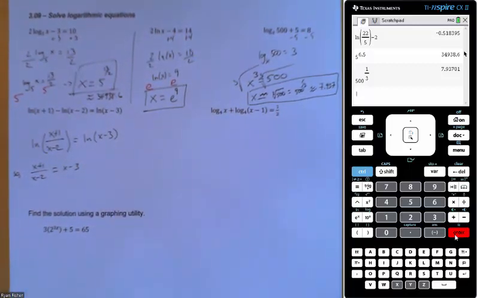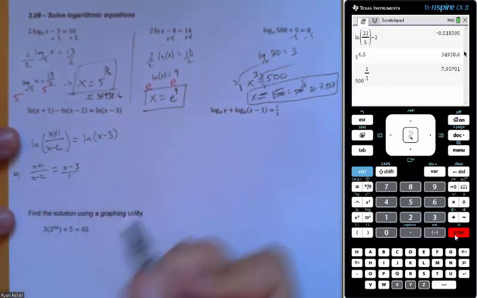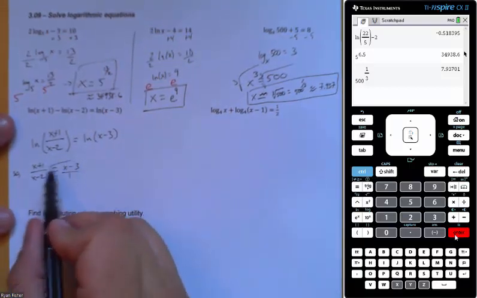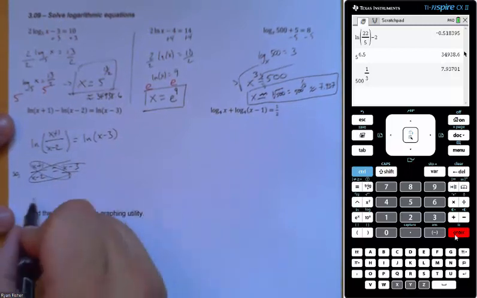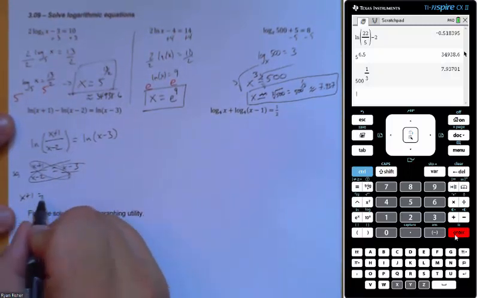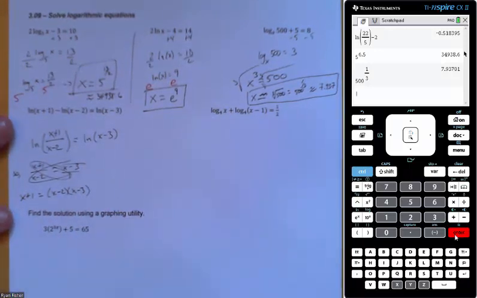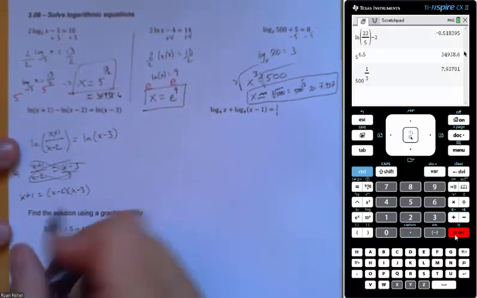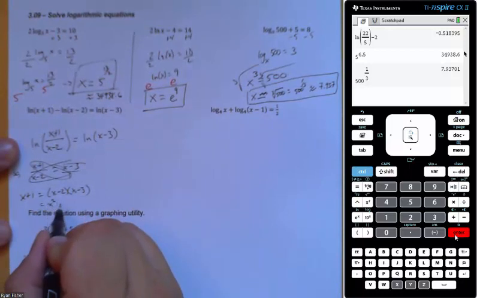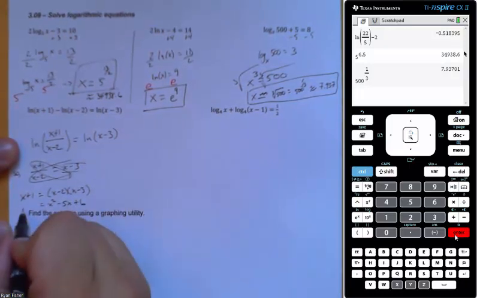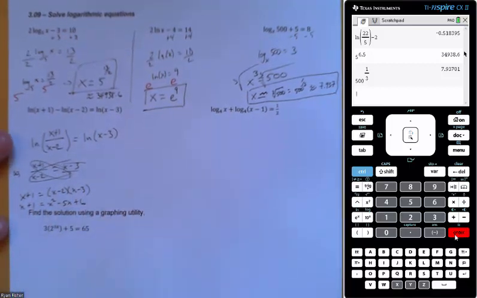How do I solve this? Well, maybe I throw a 1 under this guy, and I can cross multiply. So I get x plus 1 is equal to x minus 2 times x minus 3. I can multiply this out: x squared minus 2x minus 3x plus 6 is equal to x plus 1.